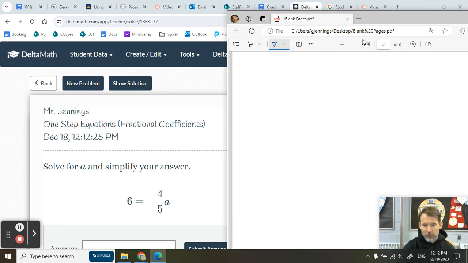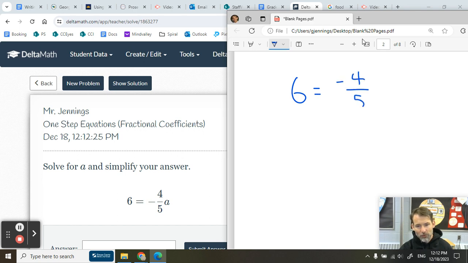Well, Mr. Jennings, I don't know how to do those yet, but I do know that the first step is copying the question. Oh, very good. My top student has arrived. Negative 4 over 5 a. Okay. You want to see the easy way? You flip the fraction and multiply.